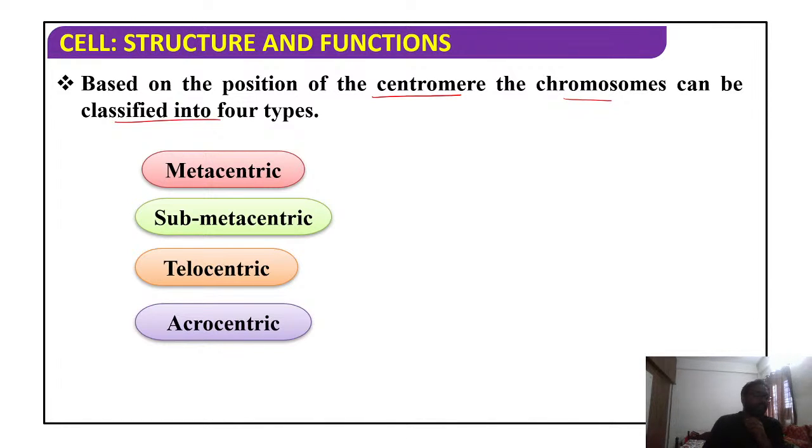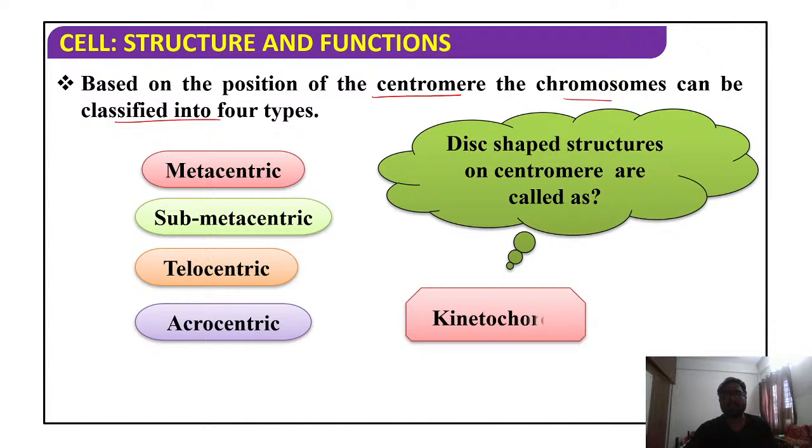Students, we will study each of these in this session. You can see here there are four types of chromosomes. One is called metacentric, the second submetacentric, the third telocentric, and the fourth acrocentric. Now, students, there is a question for you on the screen.